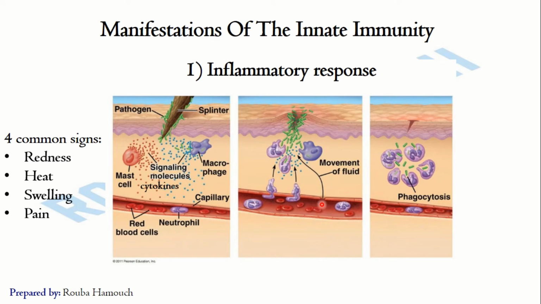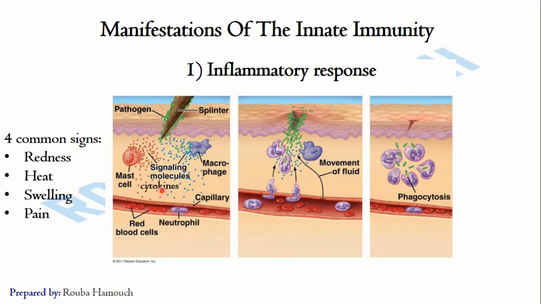This vasodilation induces an increase in the blood flow towards the infected tissue. This increase in the blood flow causes redness and heat. Heat is due to the friction of cells while circulating in the blood.